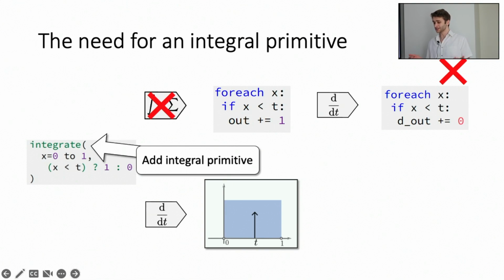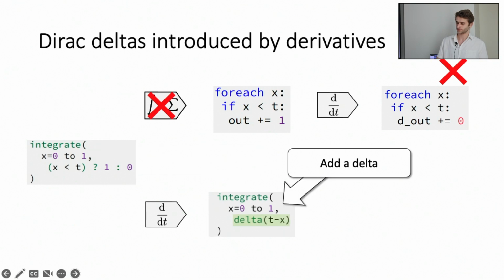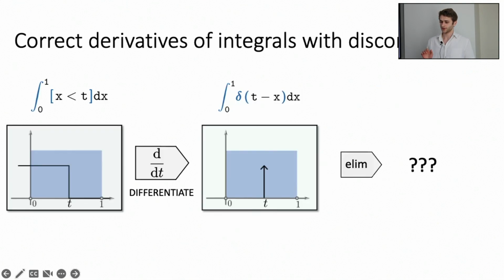It's necessary to have an integral primitive in order to write the code for the initial expression, and likewise for the derivative. Additionally, in our work, we use a Dirac delta to account for the discontinuities in the derivative. So all that remains, at least in this approach, is to eliminate this delta.